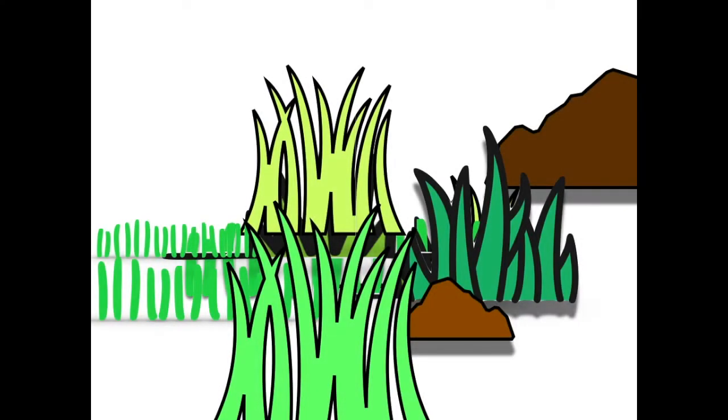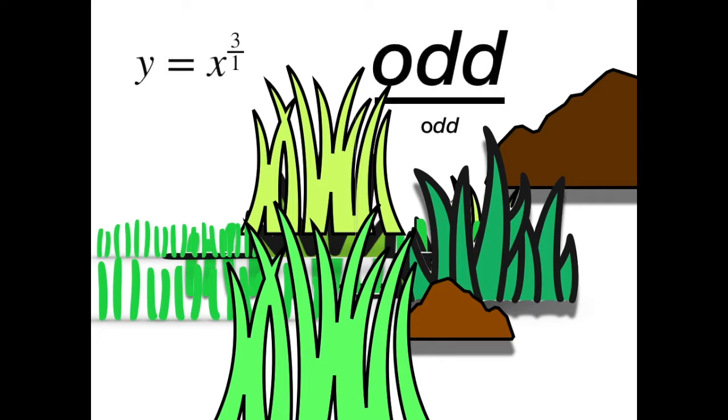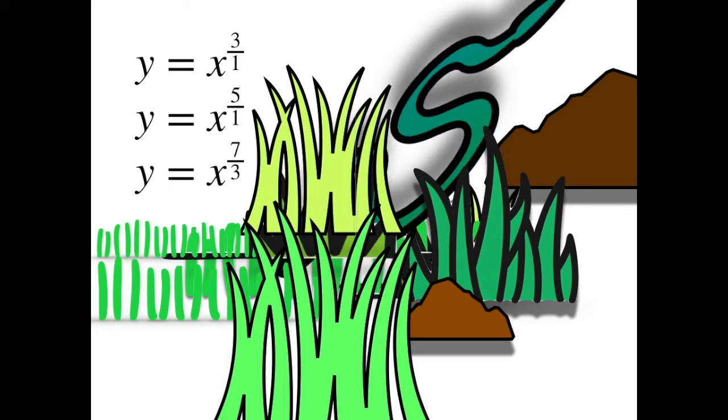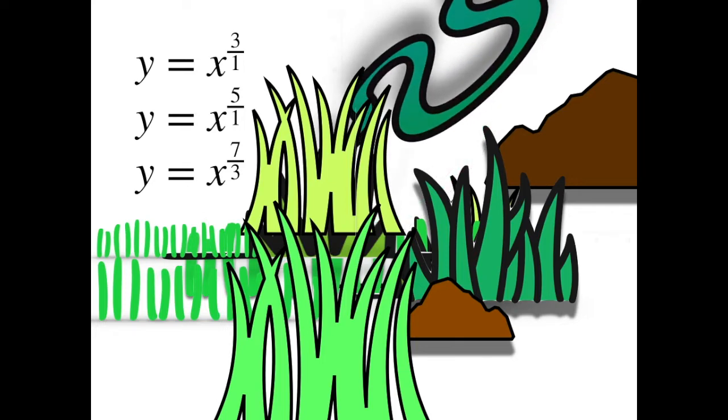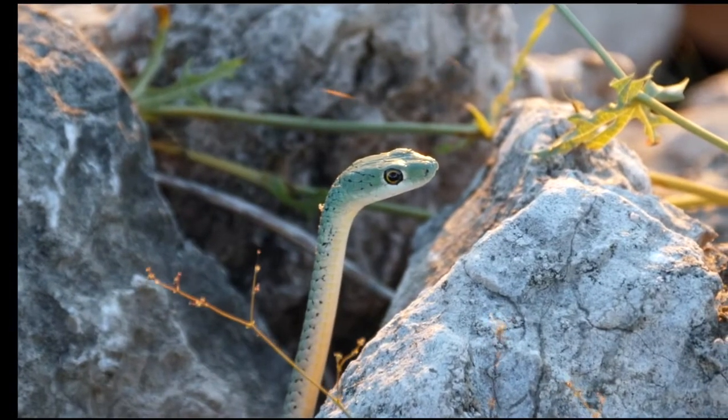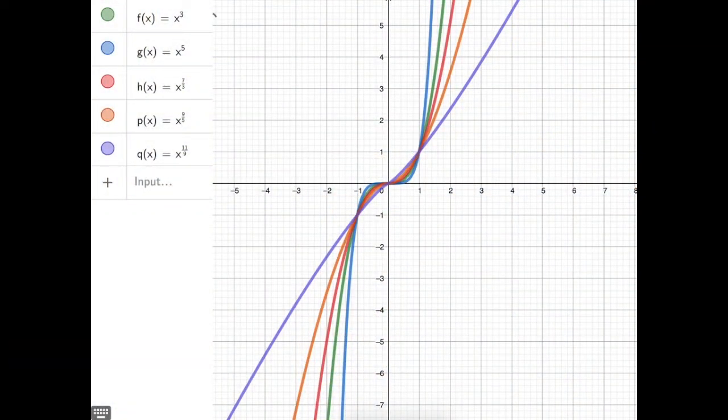Let's start with odd values for both p and q. The first possibility is if p is larger than q. Examples of such fractions include 3 over 1, 5 over 1, and 7 over 3. Observe that the shapes of this curve resemble a snaking pattern through the first and third quadrants. These y values increase at a decreasing rate to an inflection point, then increase at an increasing rate. In fact, here are more examples of such curves.